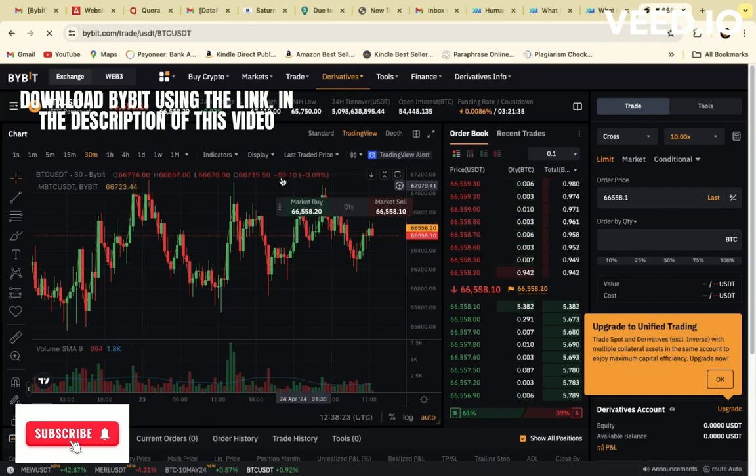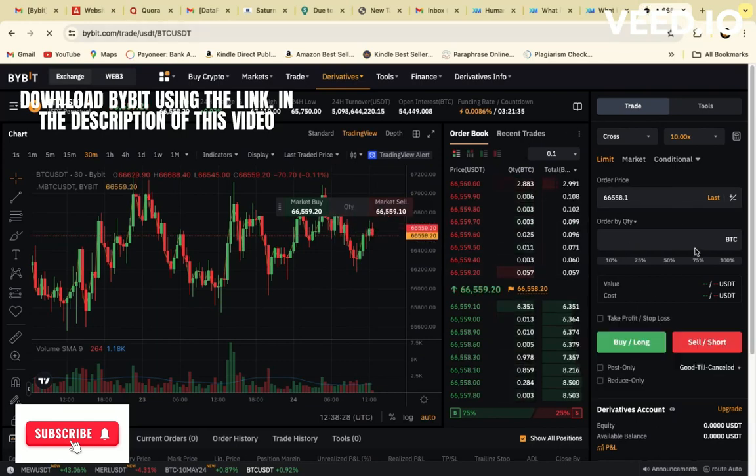Now on the charts here, you can see there is price fluctuation. The red candles here indicate a selling price, and the green candles here indicate a buying price. Wherever you see red candles, you know that there is selling action in progress. For example, this candlestick right here is indicating a selling price.